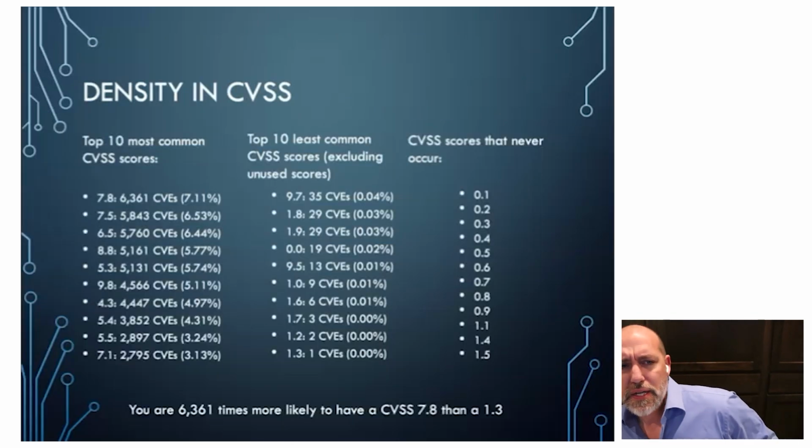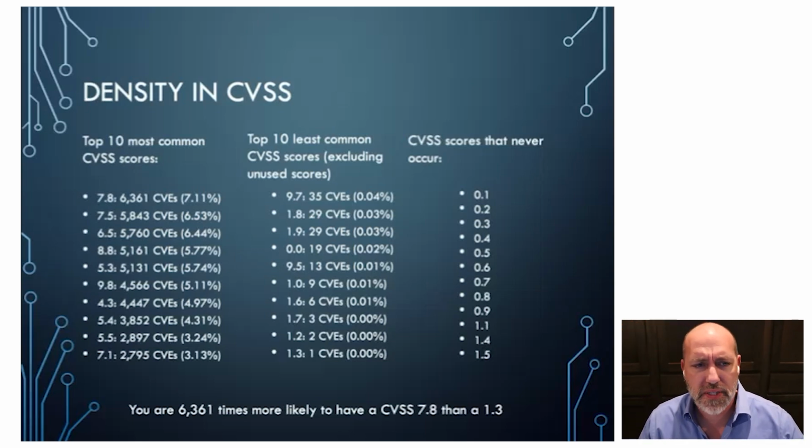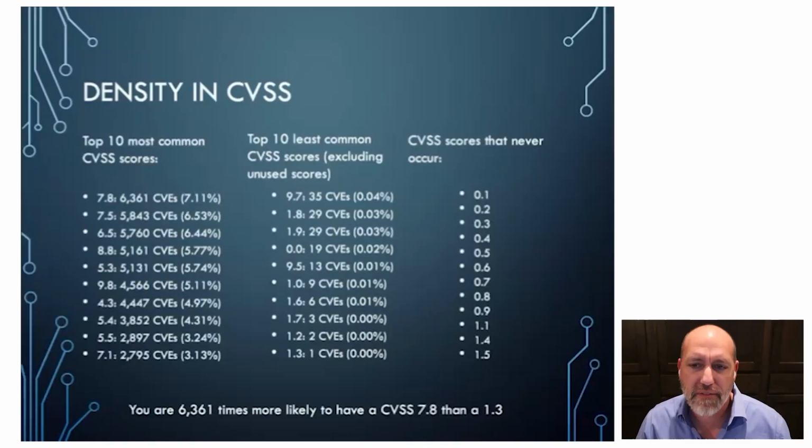And so that caused me to do a bunch of research, which I was not expecting to do. If you take the top 10 most common CVSS scores, it equals about 50% of all vulnerabilities. So 50% of all vulnerabilities are this left column. And if you include the least common CVSS scores that have any value at all, that doesn't even equal 0.5% of all vulnerabilities. So you are 6,361 times more likely to have a CVSS 7.8 than a 1.3. But even weirder, in the far right column, the CVSS scores that never occurred, there's a whole bunch that have never ever been used in the history of all 280,000 vulnerabilities.